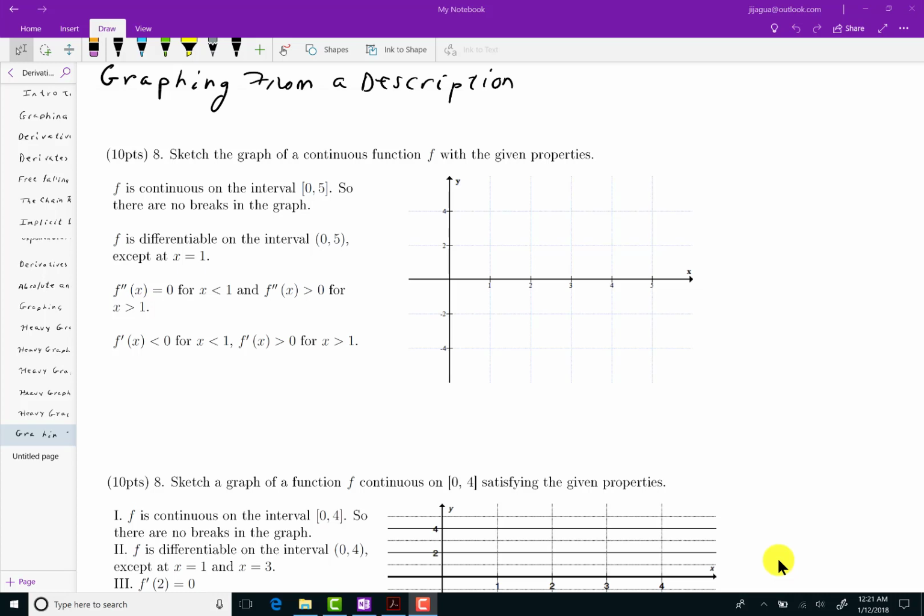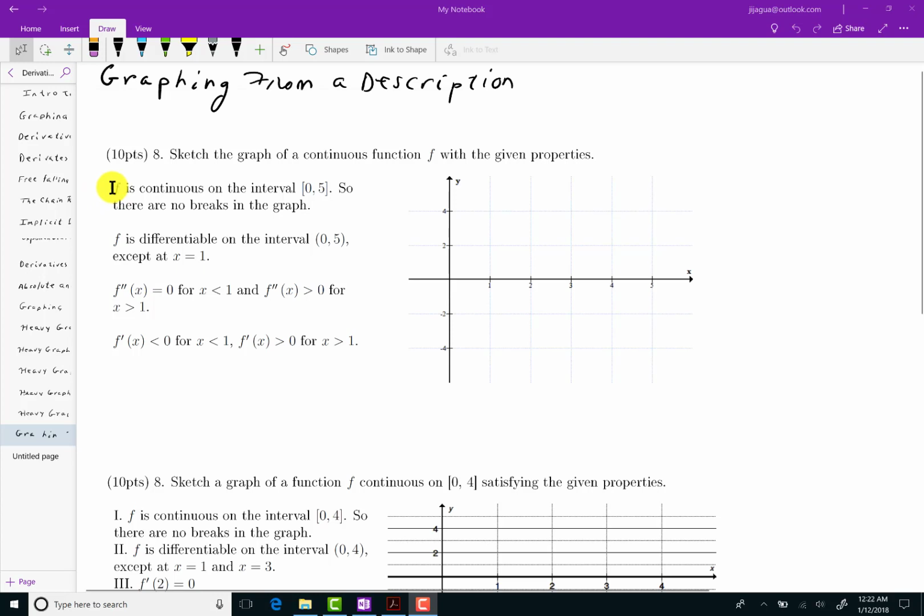Here's a couple of problems that I typically give on my test 2 for Calculus 1. I'm giving you a description of a graph and you draw a graph. So I'm testing on how you visualize the effects of taking derivatives or second derivatives. So let's start. This is the problem number 8. I'm going to do 2 of these examples.